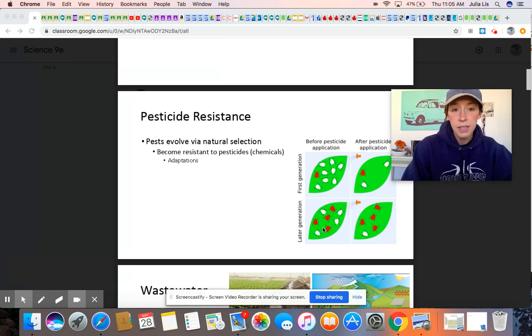This is also something when we look at antibiotics, when we look at medicines, when we're looking at bacteria in our body, like strep throat, streptococcus, it's a bacteria. And you'll take penicillin. So it's an antibiotic.